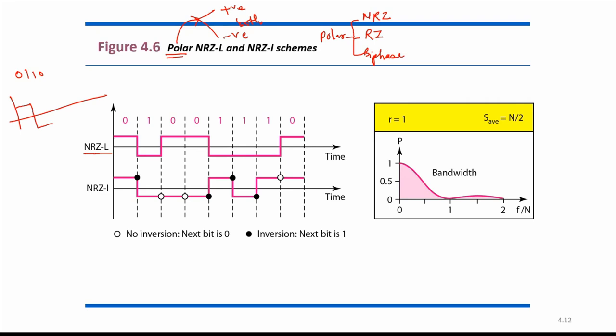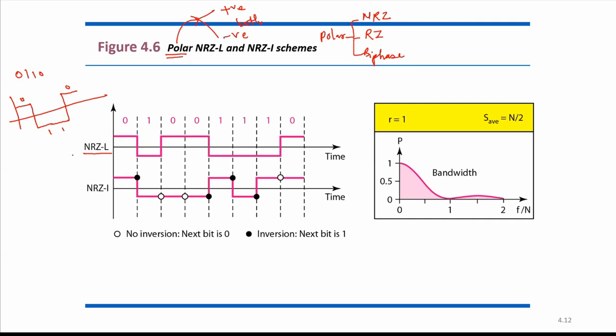Then again 1 is there, so again we will be negative. So this is 0, this is 1, then again 1, then again 0, means we will be going to the positive side. So this is 0. So this is how the encoding will be done. This is called NRZ-L. L here represents basically the level.